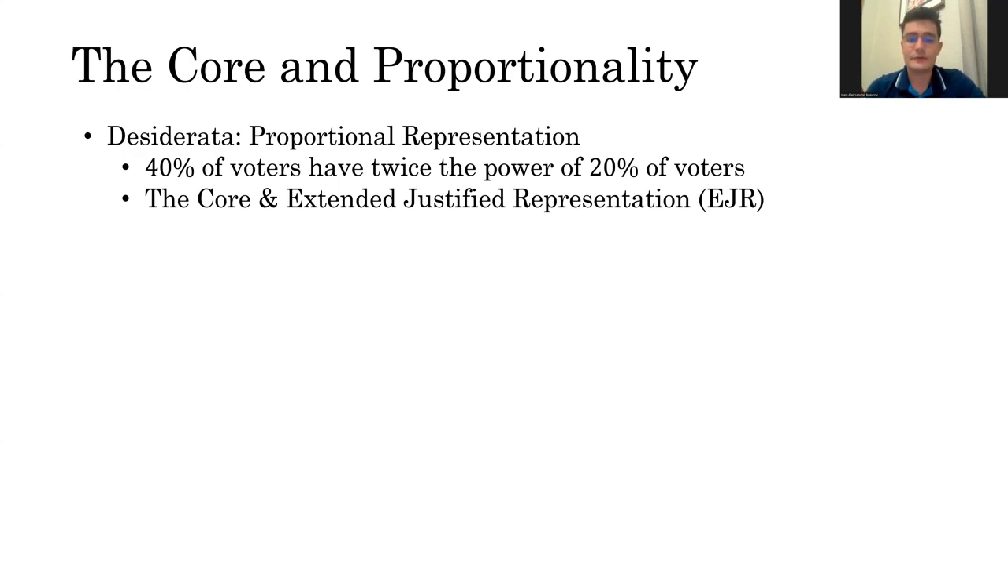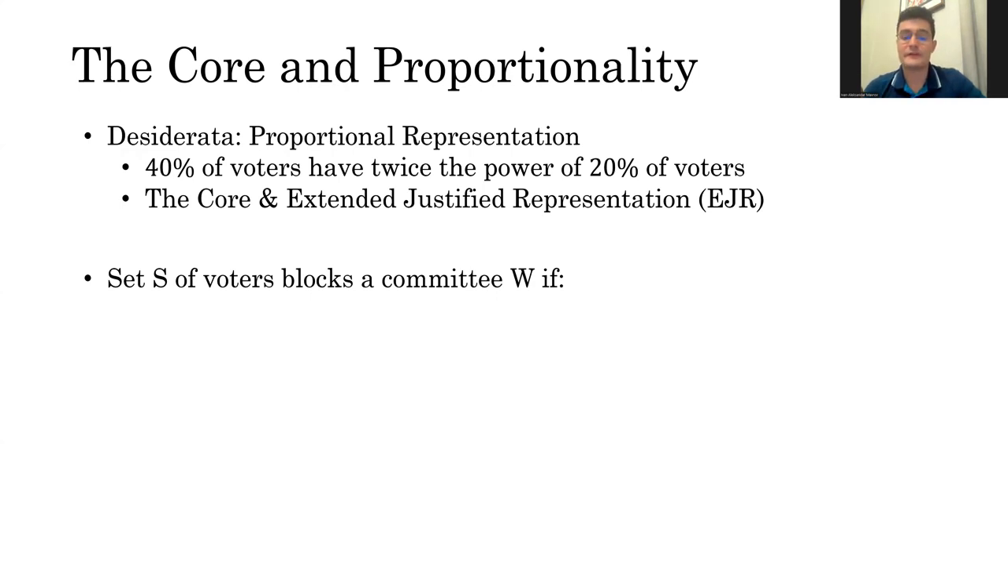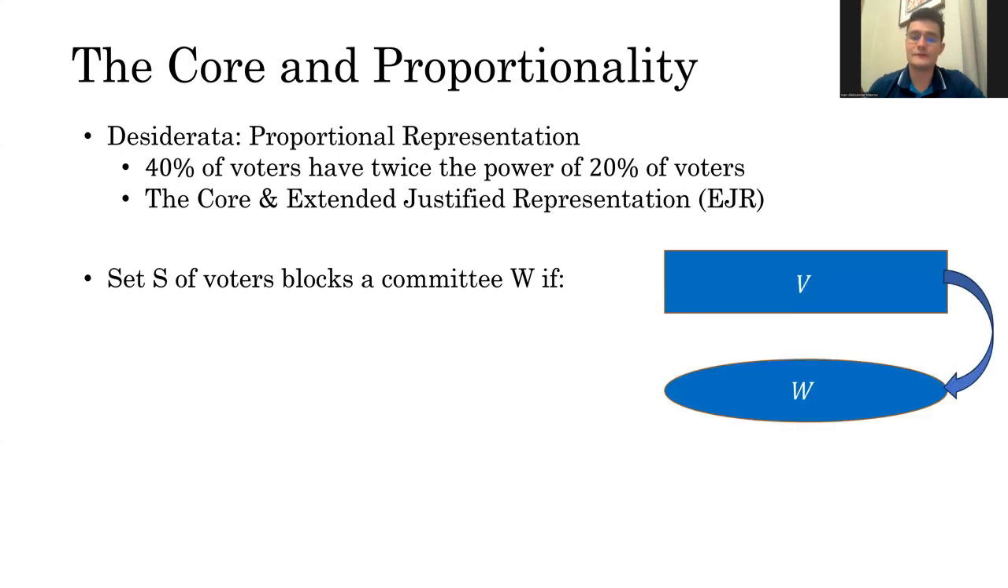The core is a broad framework that has its origins in economics and cooperative game theory. In particular, the core is the set of possible outcomes that no group of voters opposes and blocks. For a committee W that has been selected by the decision maker based on all the votes in V, we define the blocking coalition to be a subset S of the voters for which two conditions hold.